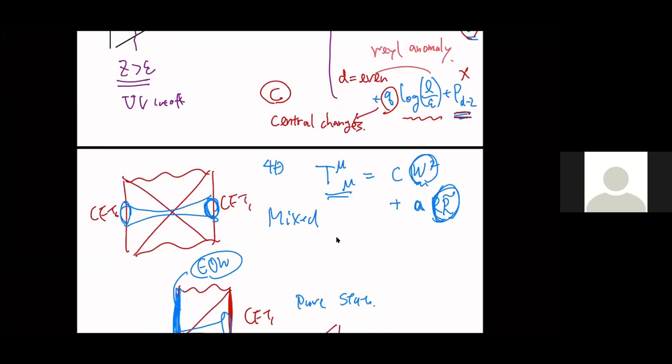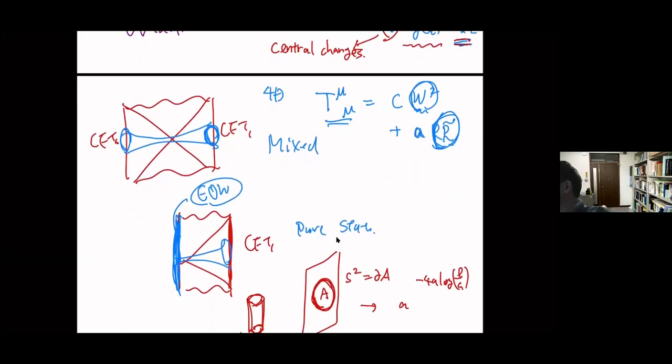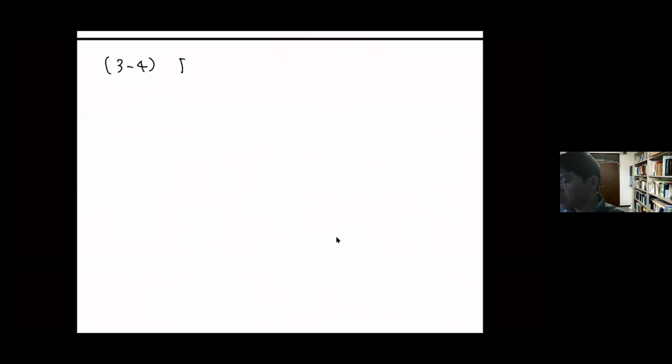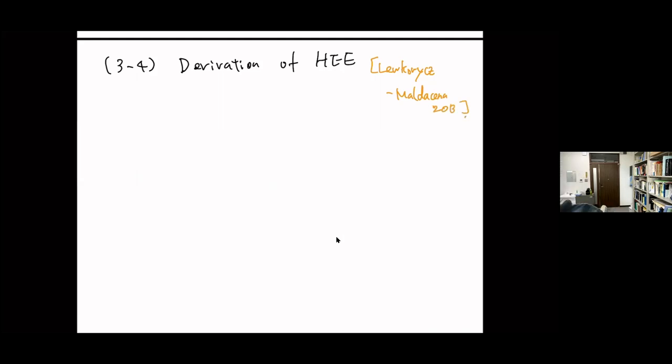Okay, thanks. Now what I want to do next is give a quick derivation of holographic entanglement entropy. This is done in my famous work, but I'll give a very brief version of this. If you want to look into the details, please refer to the original paper. I'm just giving a heuristic sketch of how we can understand this.